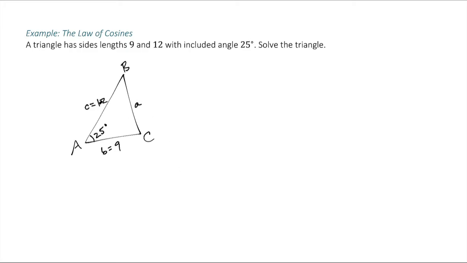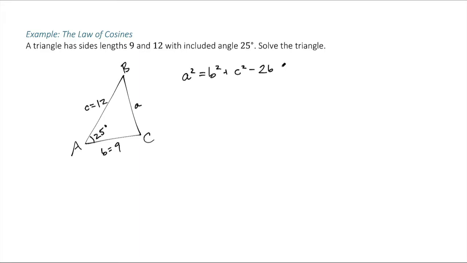Now, because we have angle A, the law of cosines form that we're going to use is the one that has the angle A in it. So that's a squared equals b squared plus c squared minus 2bc cosine of the angle A. So now we can go through and plug in. You can see that our side a is what we don't know, but the other two sides, b and c, are what we do know. So that's nice. So we've got 9 squared plus 12 squared minus 2 times 9 times 12 times the cosine of 25 degrees.